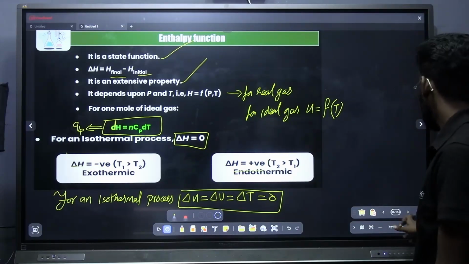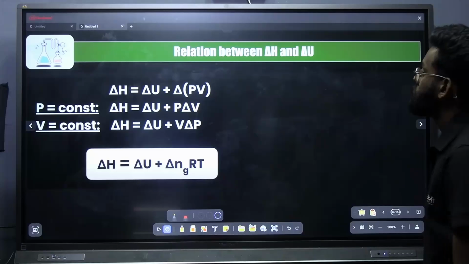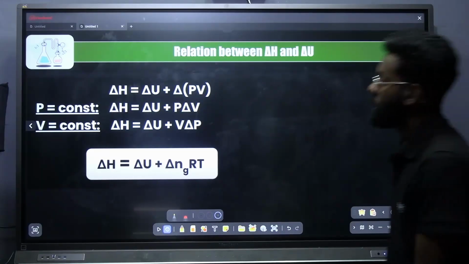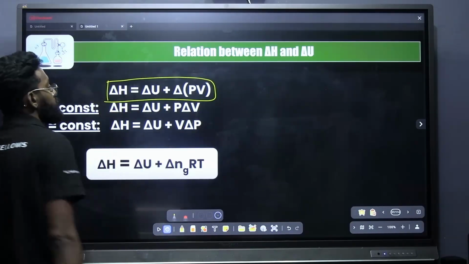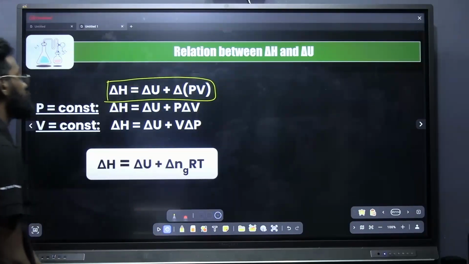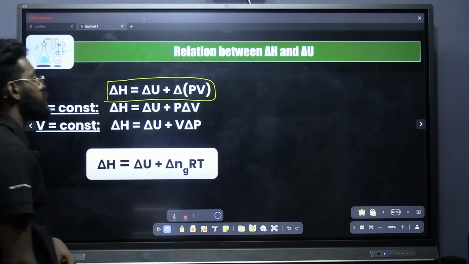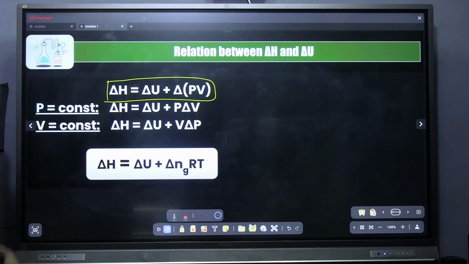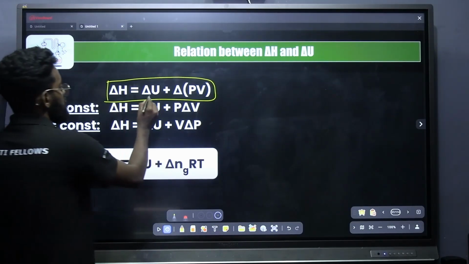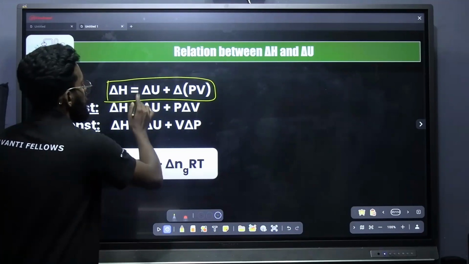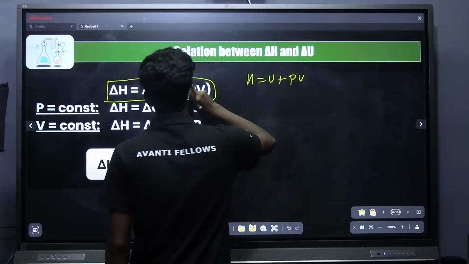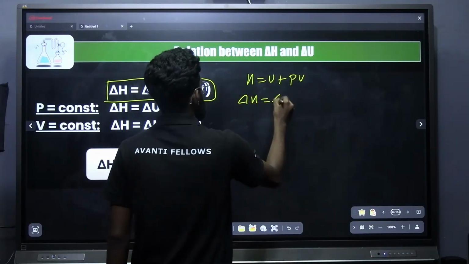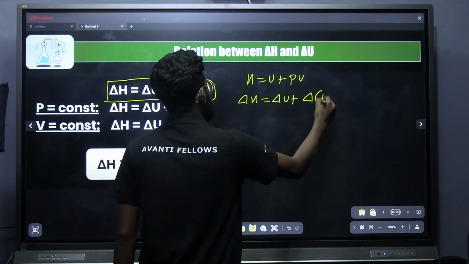Now we are moving into the relation between delta H and delta U. Delta H has one more equation, that is delta H is equal to delta U plus delta PV. It is a sum of internal energy and the product of pressure and volume. So H is equal to U plus PV, or delta H is equal to delta U plus delta PV.